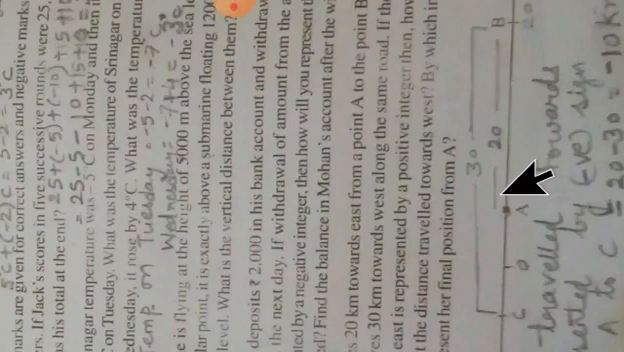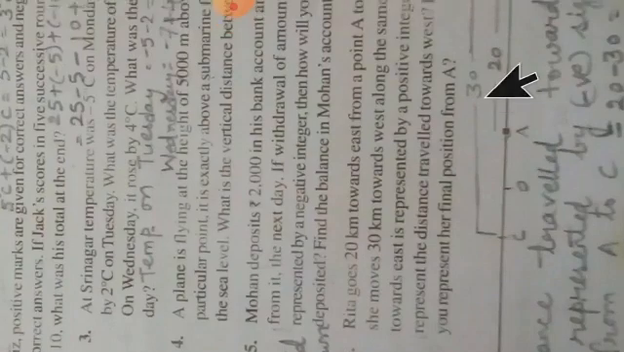Now see, Rita is going 20 km towards east. So from A she is going 20 km towards east, and then she is going to point B. From point B she moves 30 km along the same road, and she is moving 30 km toward the west side. So west means minus side she is going.